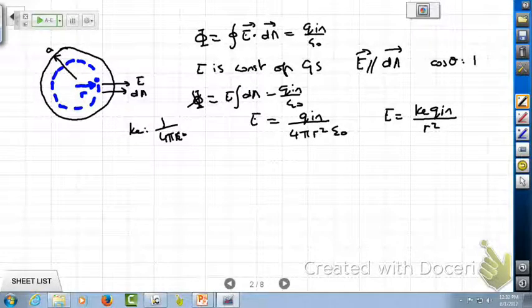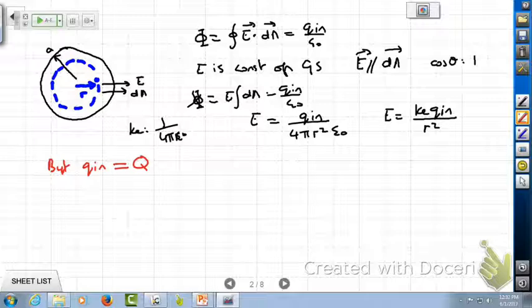Well, hold on, that's the same answer. And here's the rub. So let's put this down in a different color so that we kind of get it. But Q in is not equal to Q. Q's the whole thing. Q equals 6 coulombs, if you like. Q in does not equal Q. It's the Q inside the Gaussian surface.